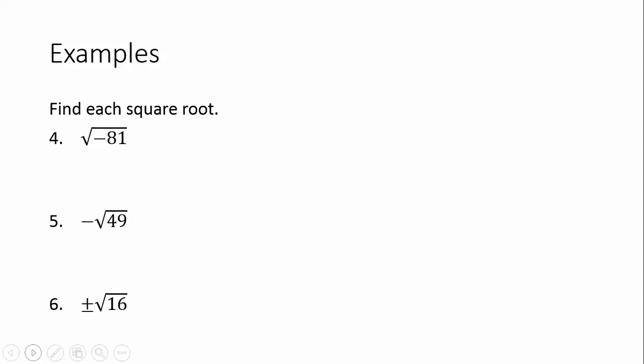Some more examples. For number 4, we have the square root of a negative 81. This is very different from example 2 that had the negative on the outside. Now we have the negative on the inside. This takes a little bit of thought to understand. What you're asking yourself is, is there a number that when I multiply it times itself is a negative 81? Hopefully the number 9 is popping into your head, because 9 times 9 is 81. But if our answer is a positive 9, 9 times positive 9 is positive 81. And maybe you're thinking, well, it's negative 9.